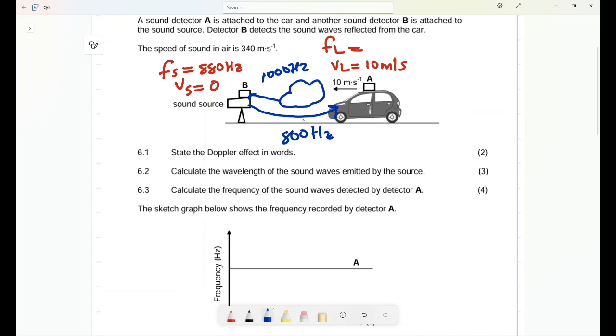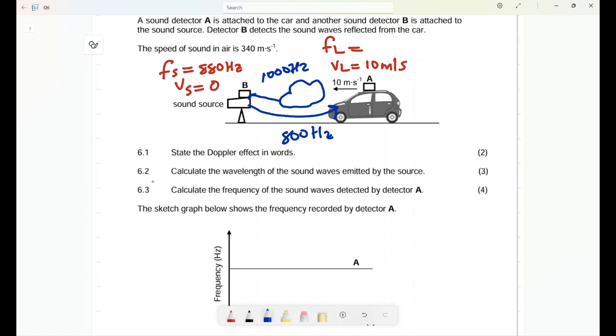So, state the Doppler effect. Remember, the Doppler effect is the apparent change in the frequency of the sound detected by the listener, because the sound source and the listener have different velocities relative to the medium of sound propagation. Make sure you know all your definitions. I repeat, the apparent change in frequency of the sound detected by the listener, because the sound source and the listener have different velocities relative to the medium of sound propagation.